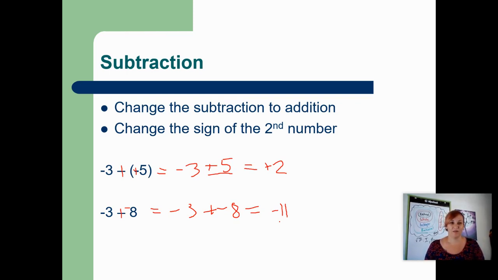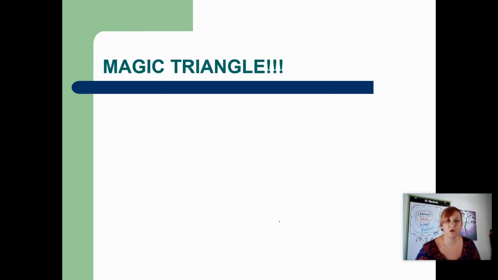Okay. So this is how you can tell, first of all, if you should be adding or subtracting, and second of all, if your answer should be positive or negative. So you can kind of predict what the calculator should tell you. Now, these are the rules for adding and subtracting. We actually have different rules for multiplying and dividing, and those have to do with something called the magic triangle.